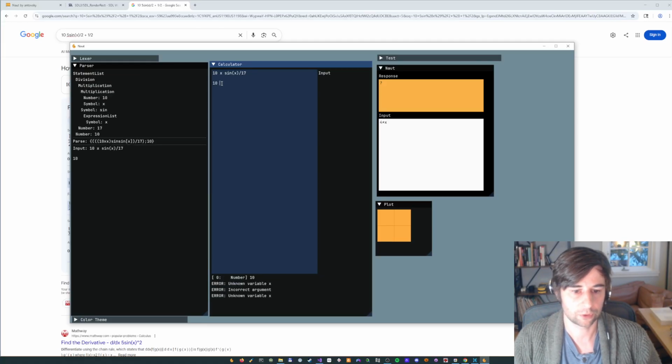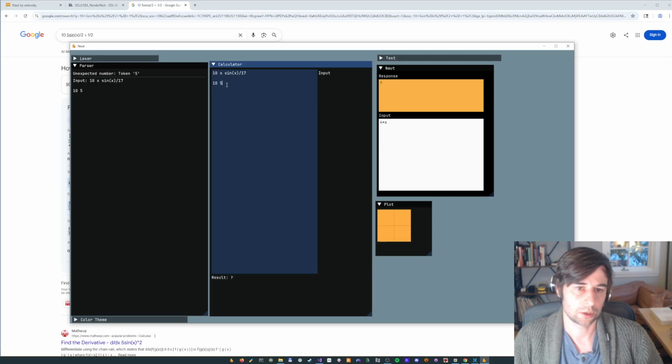But if it's a number followed by a number, it's actually an error because even in math, I think this is not considered legit. This is not an implicit multiply, because implicit multiplies are only between numerals and pronumerals, I think is the term. So yeah, that's where we're at.